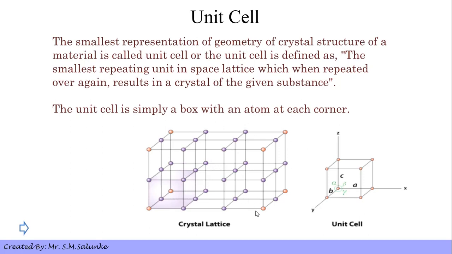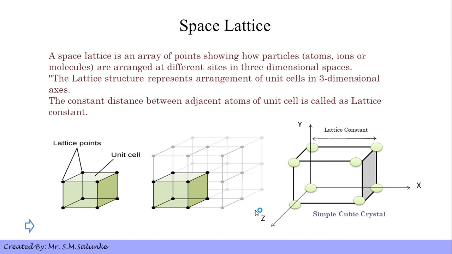Next topic of discussion is space lattice. A space lattice is an array of points showing how particles, that is atoms, molecules, ions, are arranged at different sites in a three-dimensional space. This is your three-dimensional space, which represents your x-axis, y-axis and z-axis. So as you can see, a unit cell is nothing but representation of atoms, molecules or ions in the three-dimensional space, showing a space lattice or crystal structure. This is an example of a simple cubic crystal which has 8 atoms at its 8 corners.